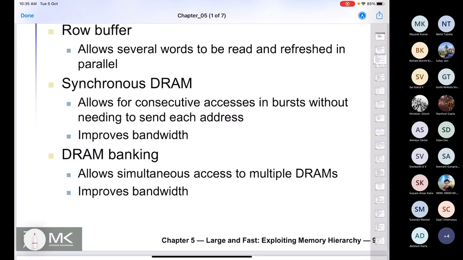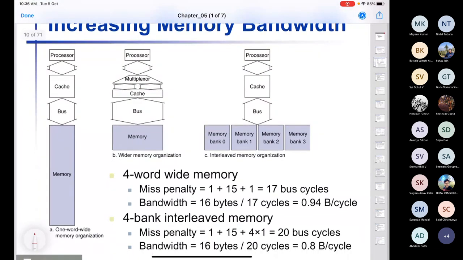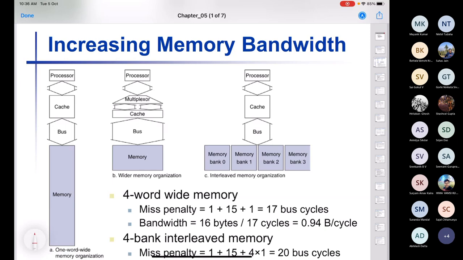Many computers have multiple DRAM chips. How they can be arranged with only one memory bus is called DRAM banking. We will come to it, and it improves bandwidth. Now, these are possible organizations of DRAMs. There is a concept called a bus.